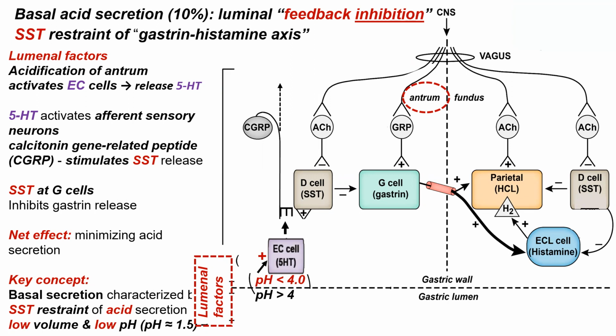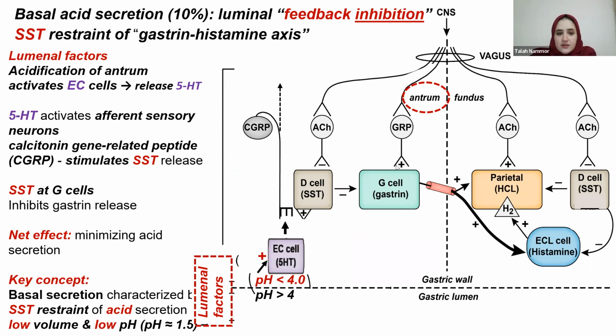It's basically feedback inhibition. We release a lot of acid, and because we have a lot of acid, it stops working. The serotonin will be released, and then it causes SST release. Exactly. Okay.